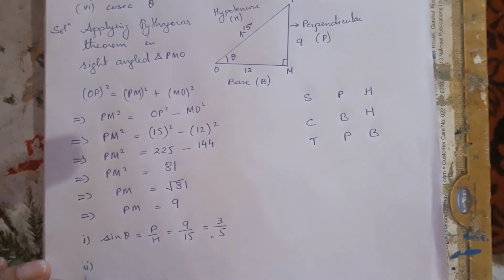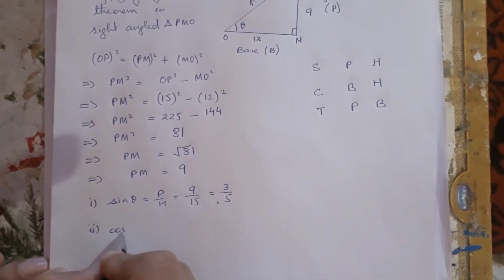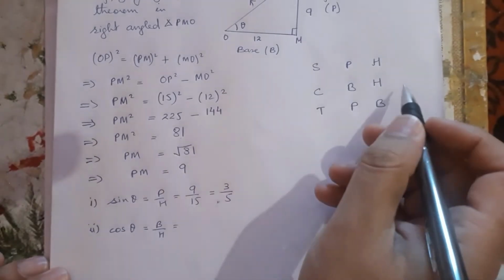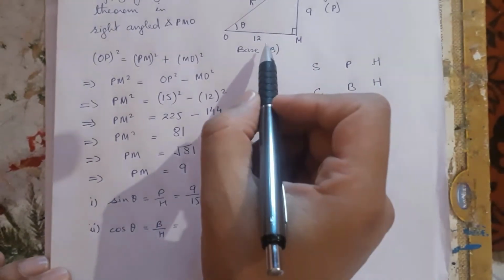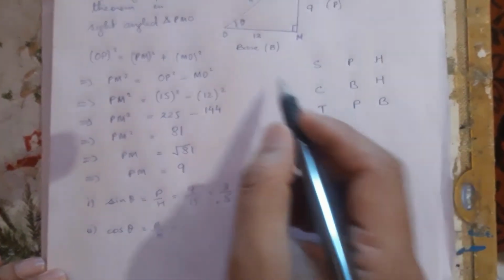Number 2, we are finding cos of theta. So cos theta is base by hypotenuse. We can say base by hypotenuse also, and we can say adjacent side by hypotenuse also. Now how much is the base? Base is 12, hypotenuse is 15. So when we simplify, we get 4 upon 5.